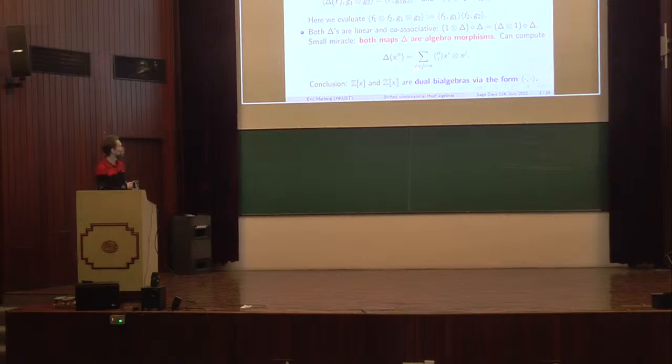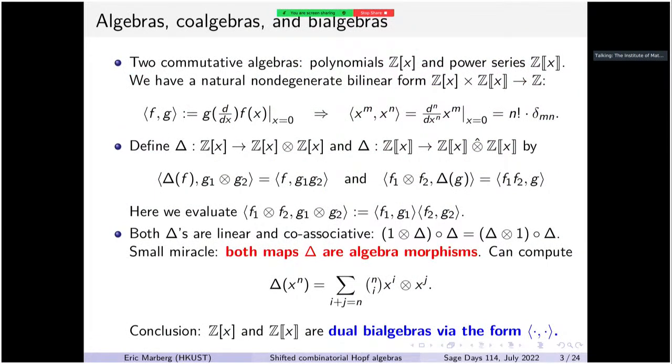And more generally, it's going to send x to the n to this summation with binomial coefficients, something that almost looks like the binomial theorem. So in this setting where you have algebras, and then you also have a coalgebra map, and this turns out to be an algebra morphism, then that is the definition of a bialgebra. That's all you need for a bialgebra, ignoring some unit and co-unit conditions. And the conclusion here is that these two objects are dual bialgebras via this form.